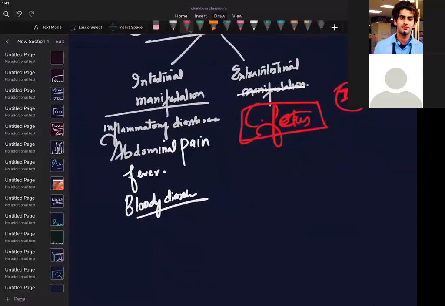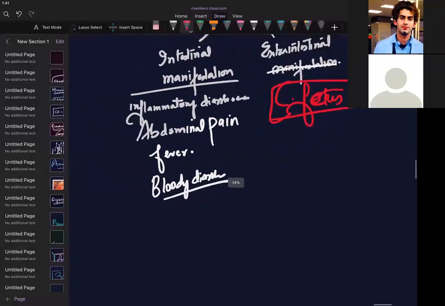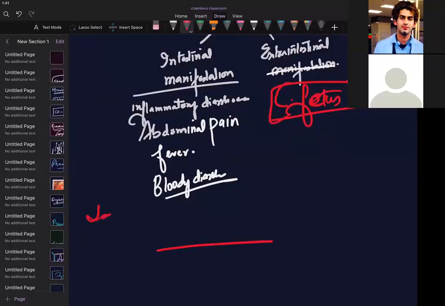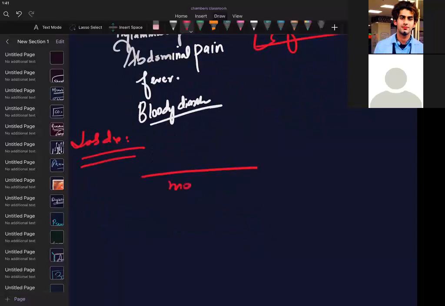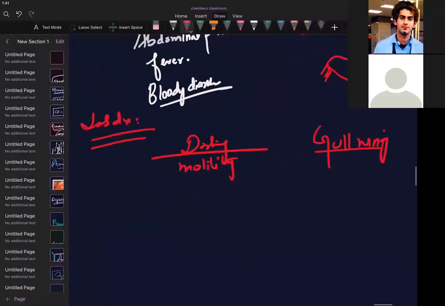For lab diagnosis, you will collect the feces and demonstrate darting motility. You will see a gull-wing shape. Have you seen a gull-wing? You should check on Google today. You can also use dark ground microscopy for checking this darting motility.